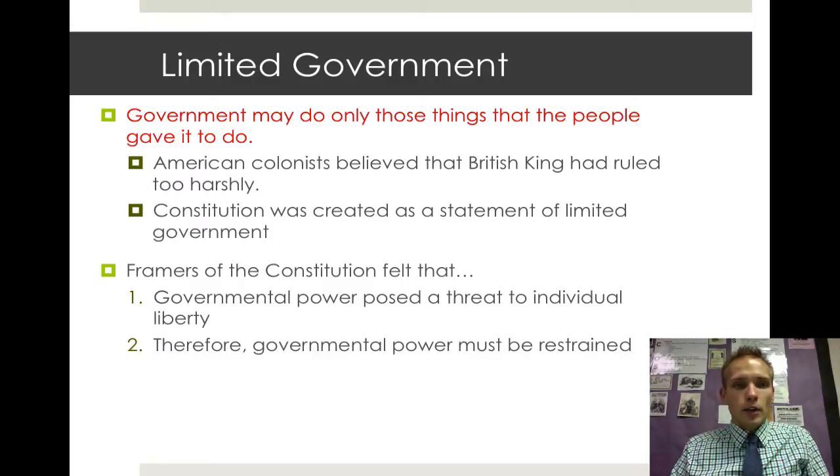So, limited government here. Your notes aren't starting yet. I'll let you know when they start. Limited government is that definition that government may do only the things that the people give it to do, or that are listed in the Constitution.